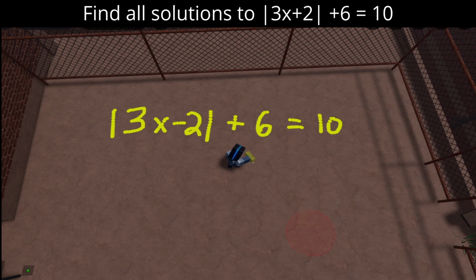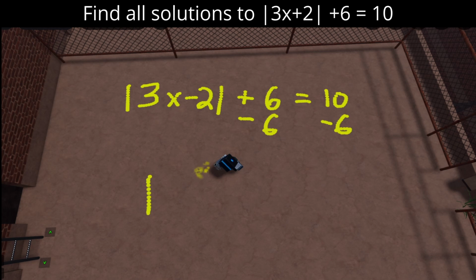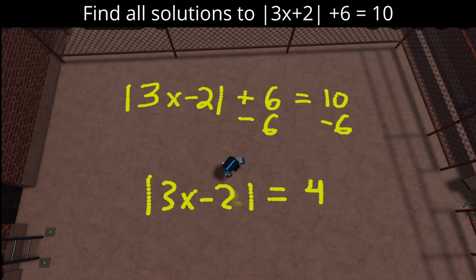Let's start with this first one here. It says the absolute value of 3x minus 2 plus 6 is equal to 10. To solve this equation, I'm just going to treat it like any other equation. I'm just going to isolate the absolute value now by subtracting 6 from both sides. And if I do that, I'll have the absolute value of 3x minus 2 is equal to 10 minus 6, which is just 4.